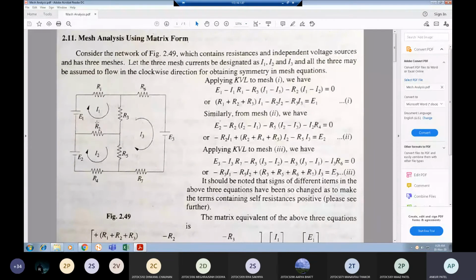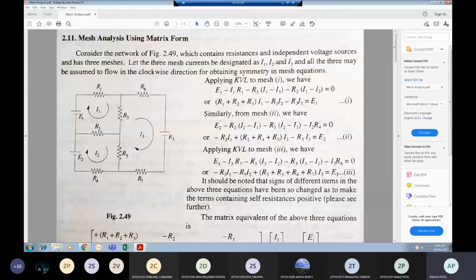Now here three loops are given, and the directions of I1, I2, I3 are given, so you need to follow these directions. We are going for this first loop for finding I1. So we are traveling negative to positive for E1. So E1 should be positive or negative? Positive. Okay, when we move negative to positive, E1 should be positive. So E1 positive. Then I1 R1: we are going through the resistor in the same direction, so minus I1 R1.